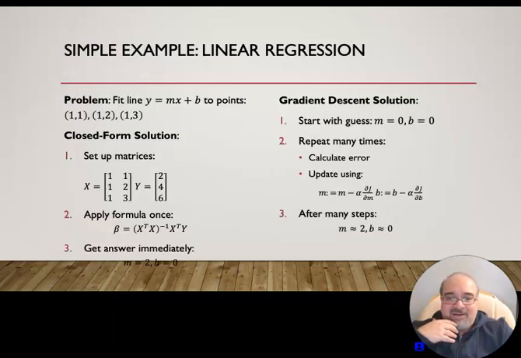All right, let's look at a simple example. In this case, the closed form solution solves it in one step using matrix algebra, right? And gradient descent starts with a guess, maybe m equal to 0, b equal to 0, and gradually keeps improving it.